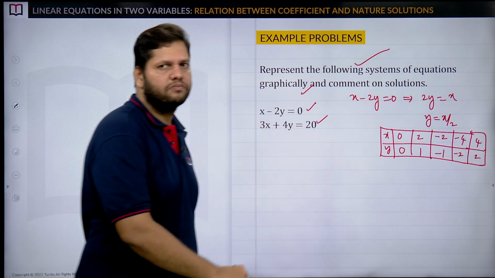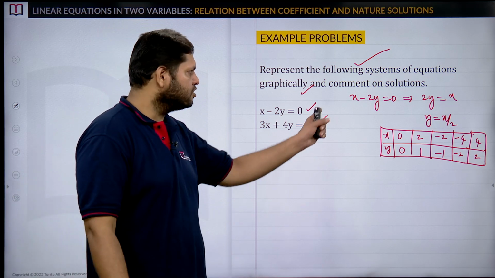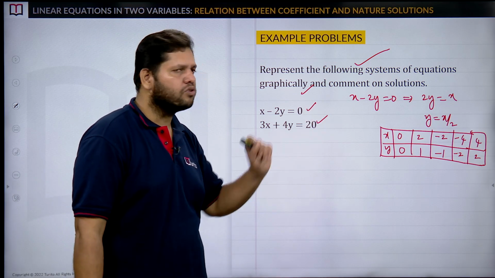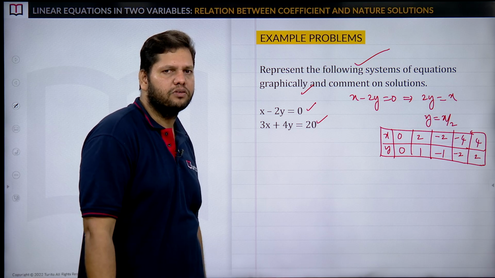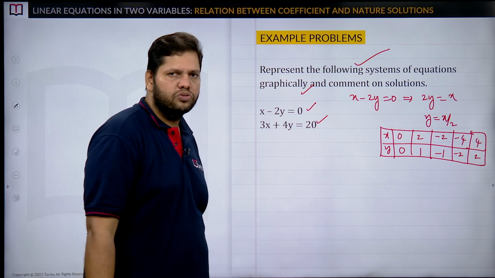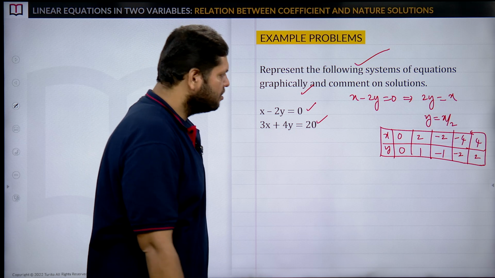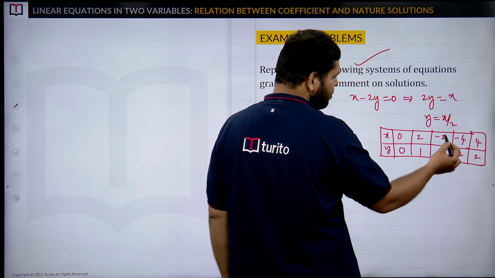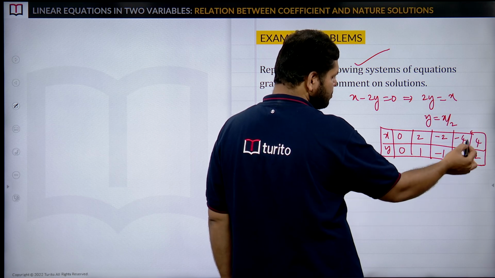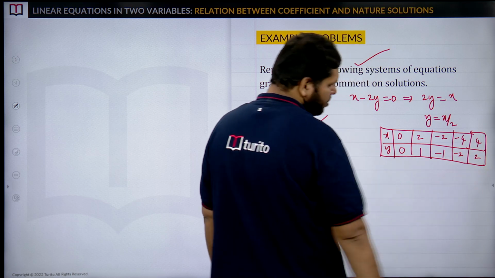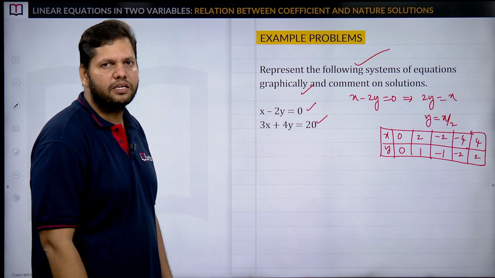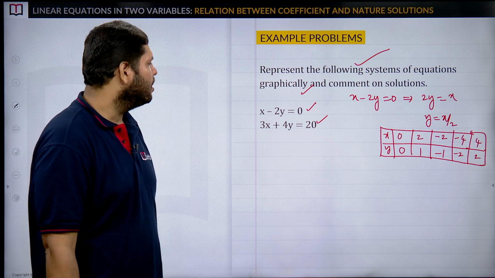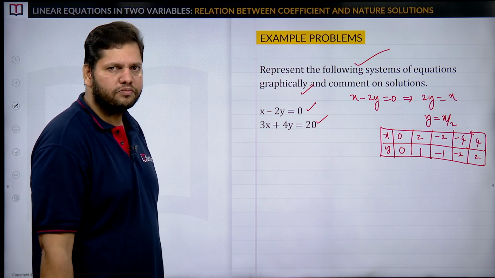Clear, children? So the equation is x minus 2y is equal to 0, 2y is equal to x, and y is equal to x by 2. Then I am writing all the solutions. I am taking approximately 5 solutions. First (0, 0) is one solution, (2, 1), (minus 2, minus 1), (minus 4, minus 2) and (4, 2). Clear, children? These are the solutions of x minus 2y is equal to 0.